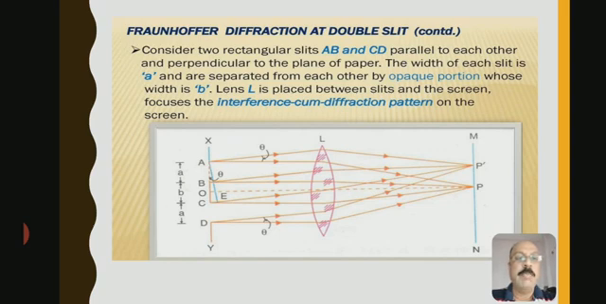Lens L is placed between the slits and the screen, and focuses the interference cum diffraction pattern on the screen. Here, light coming from the first slit is incident on the lens. After refraction it meets at a point on the screen. Similarly, the light coming from the other slit, CD, is diffracted or bends near the edges of the slit and passes through the lens L, and once again after refraction through the lens it meets on the screen.